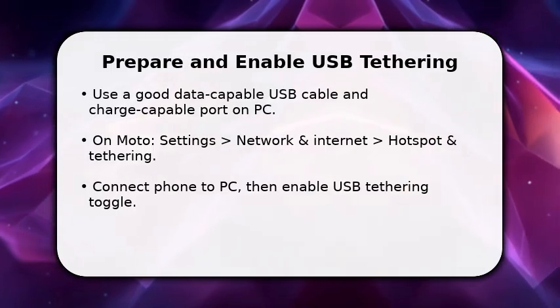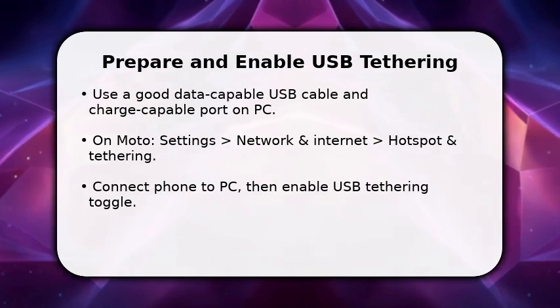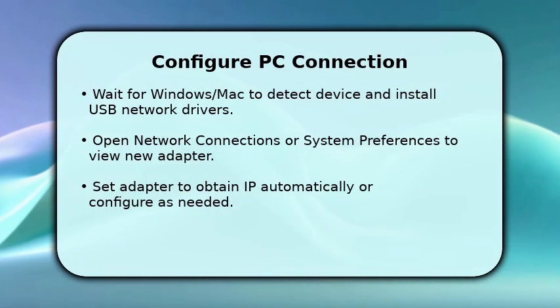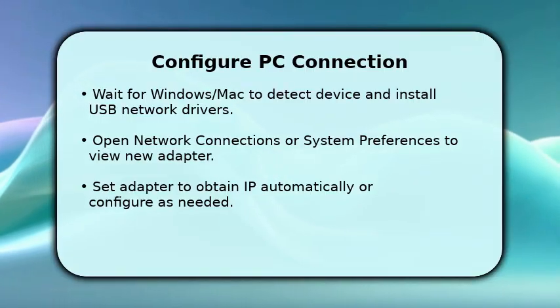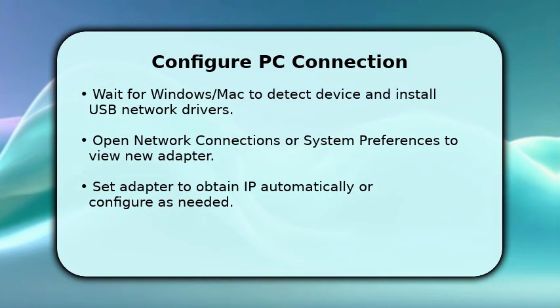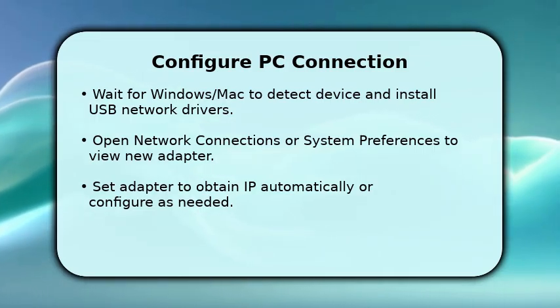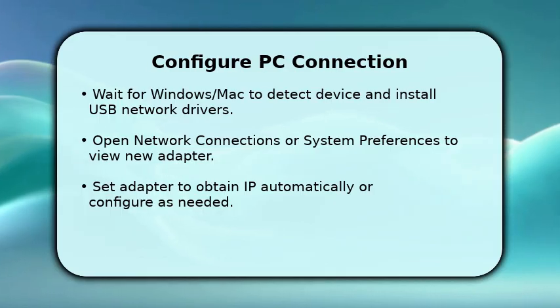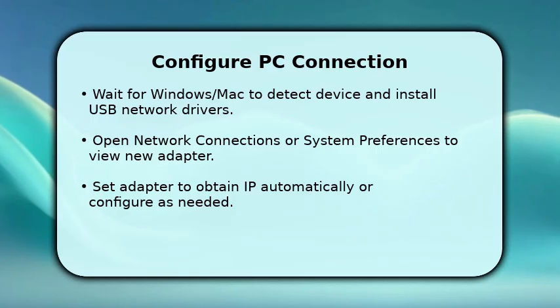Make sure mobile data is on, and you have signal so the PC can get internet immediately. Once done on the phone, your computer should detect a new USB network adapter and install drivers automatically. Let that finish. You should open Network Connections, Windows, or Network Preferences, Mac, to confirm the adapter shows as connected. If required, set the adapter to obtain IP and DNS automatically so routing and name resolution work without manual entries.